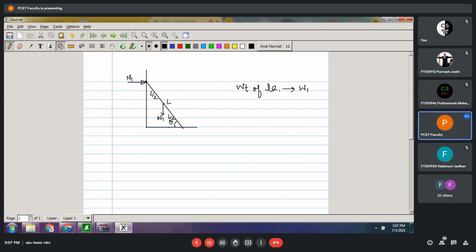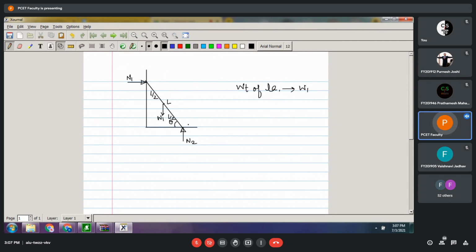Yes. So N1 is vertical wall which is providing horizontal support reaction. Now second support reaction, this floor will provide to the inclined ladder which is now perpendicular to the horizontal surface. As surface is horizontal, vertical will be the support reaction provided to the ladder by the horizontal floor.